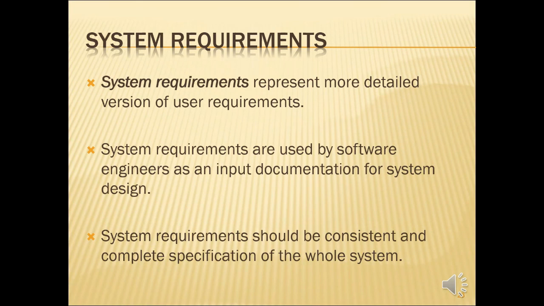System requirements are expanded versions of the user requirements that are used by software engineers as the starting point for the system design. They add detail and explain how the user requirements should be provided by the system. They may be used as part of the contract for the implementation of the system and should therefore be a complete and consistent specification of the whole system.